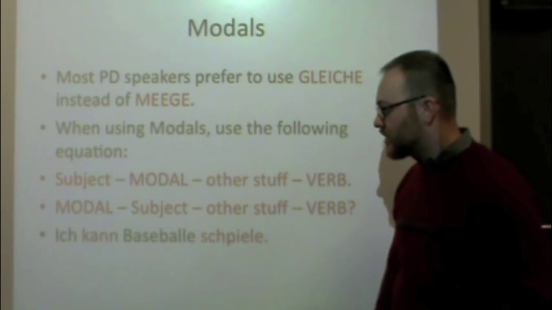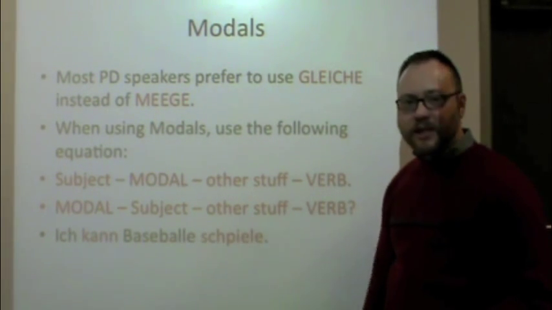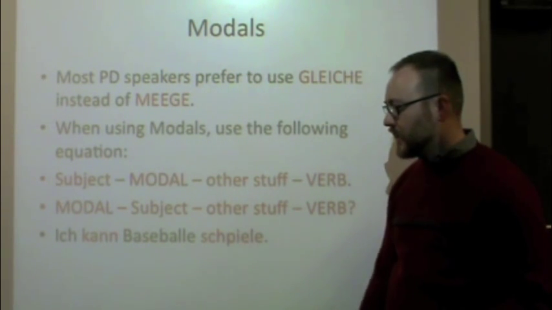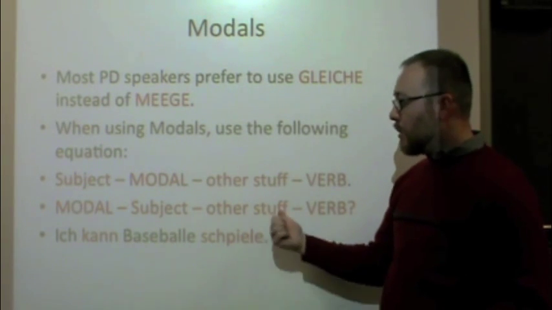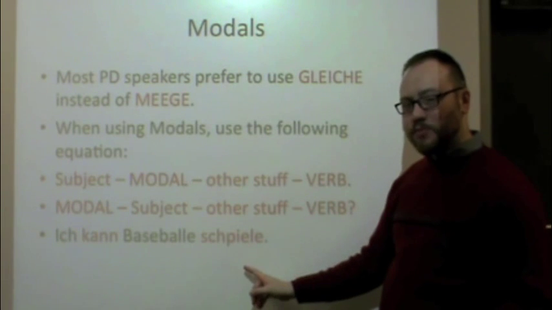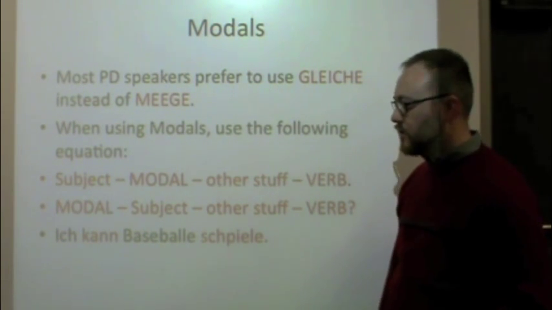Here's an example in Dutch. Ich kann Baseball spielen. I can play baseball, but we know from our rule here, the play is at the end, so I can baseball play. Ich kann Baseball spielen. That will take getting used to.